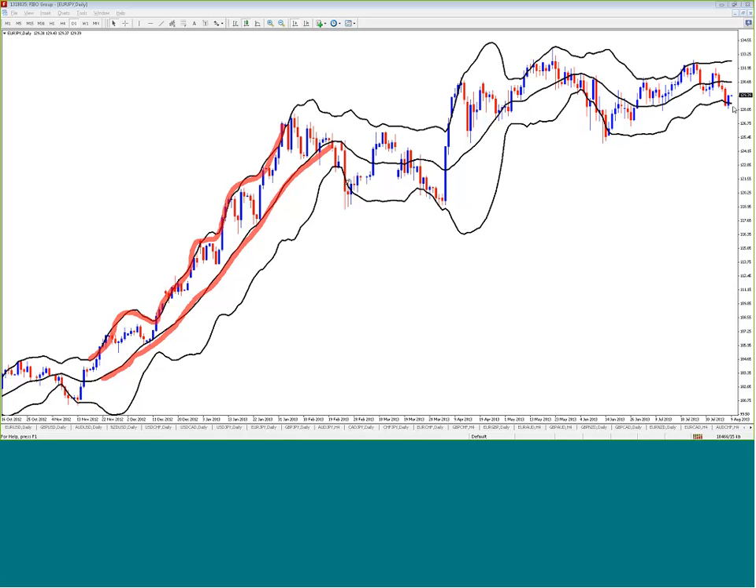When I look at a chart like this, I look at this portion of the chart, the trending market, and I think to myself, what's the probability I'm going to make money if I buy the euro yen? And we'll make up a number. I'll say 70%.